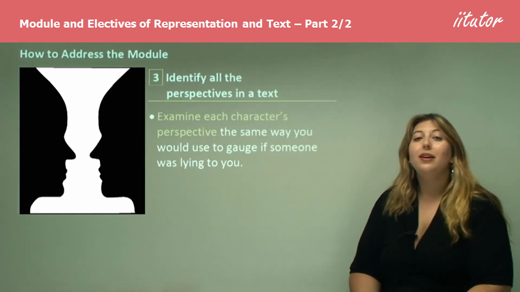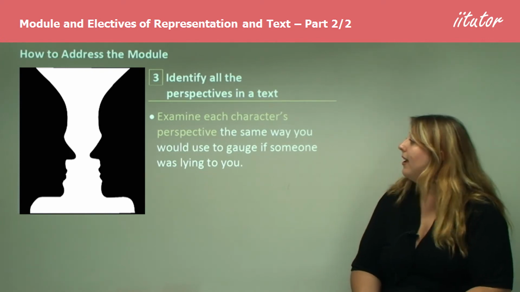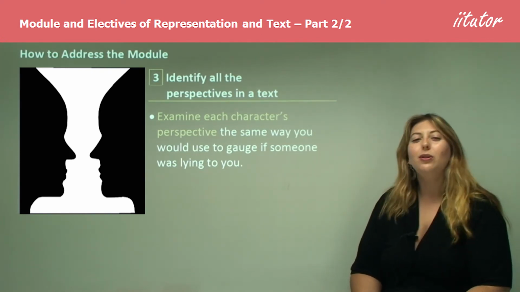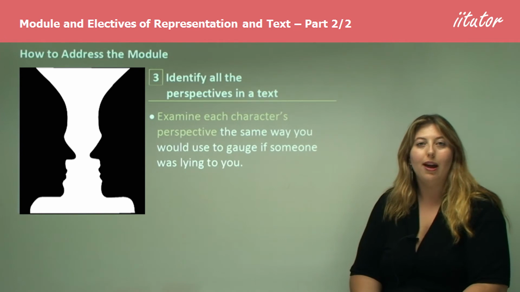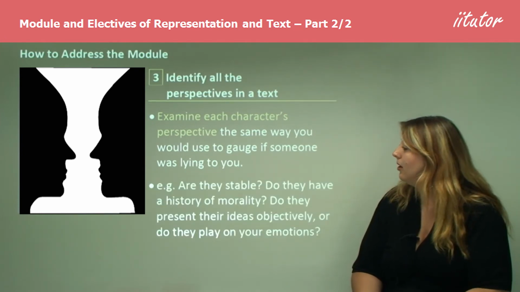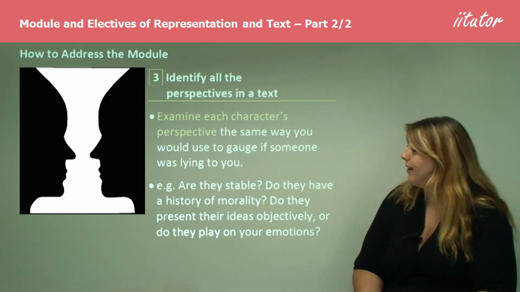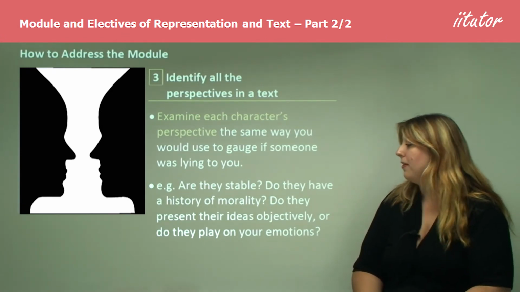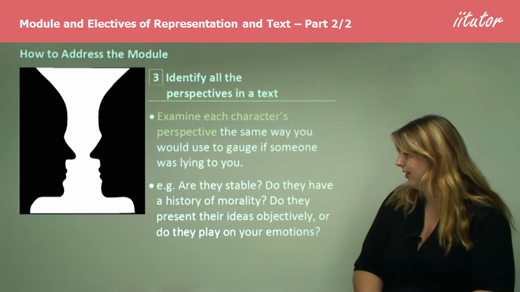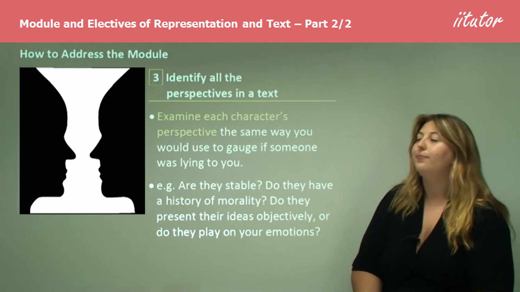Then you want to look at all the other characters. Examine each of them carefully, the same way that you would to gauge if a friend of yours was lying to you. The things you want to ask are: are they stable? Do they have a history of morality? Do they present their ideas objectively or subjectively? Do they play on your emotions?